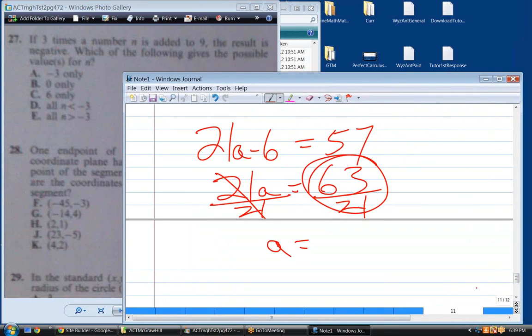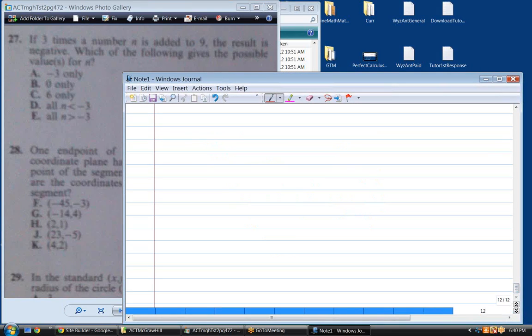Now, these are getting a little harder as we're getting a little deeper into it. This one really isn't that hard. If 3 times a number n is added to 9, the result is negative. Which of the following gives the possible values for n? Well, give me an equation or an inequality that I can write that reflects that first sentence.